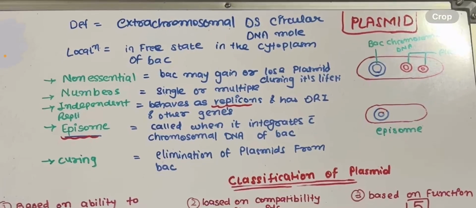Now, some of the characteristics of plasmid are that it is non-essential, so bacteria may gain or lose plasmid during its lifetime. Numbers: it could be single or multiple in number. Independent replication: it behaves as replicons and has origin of replication and other genes responsible for its independent replication. Episome is called when it integrates with the chromosomal DNA of bacteria.